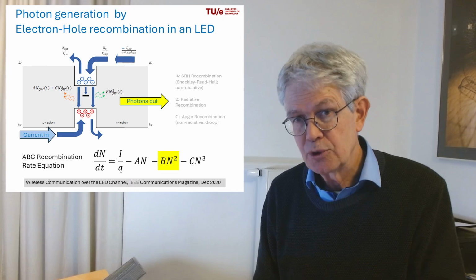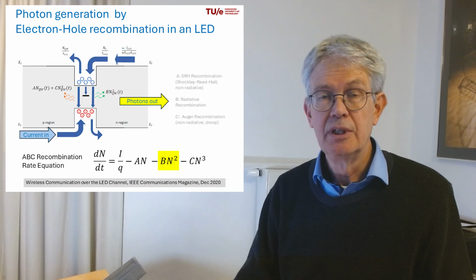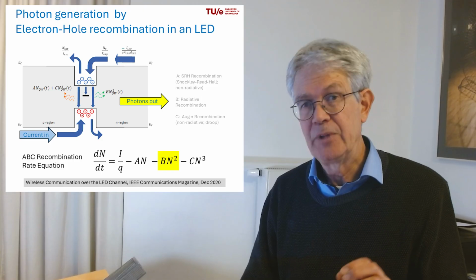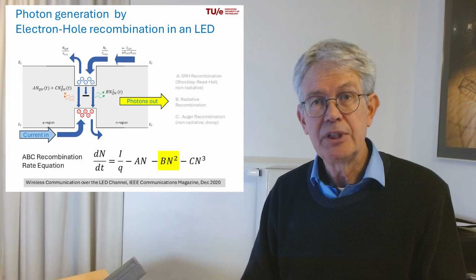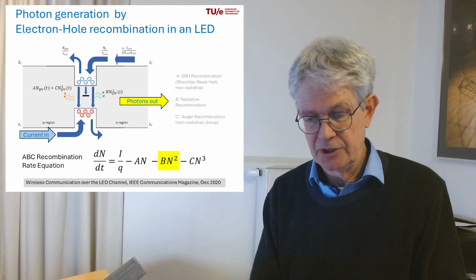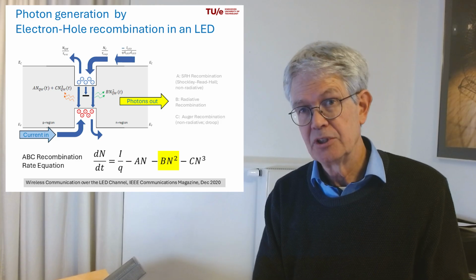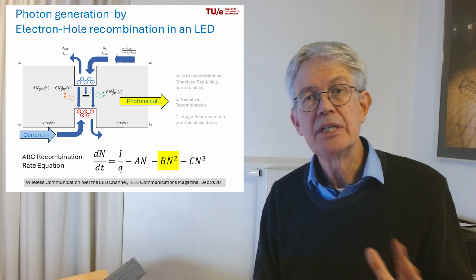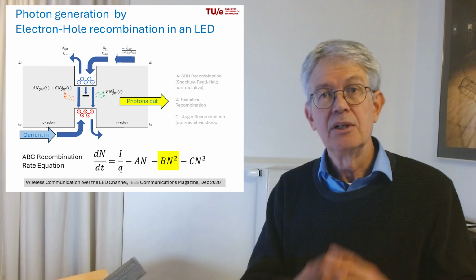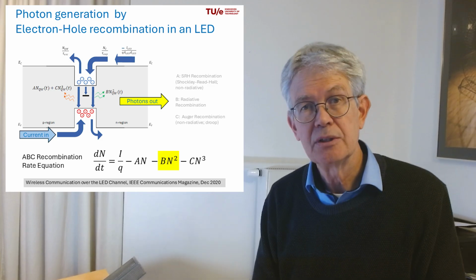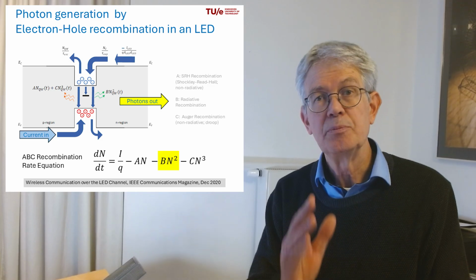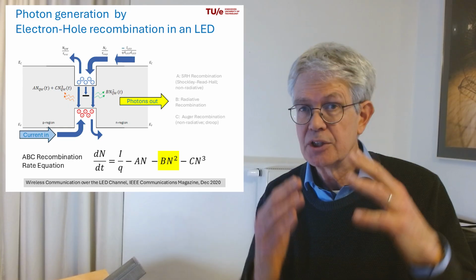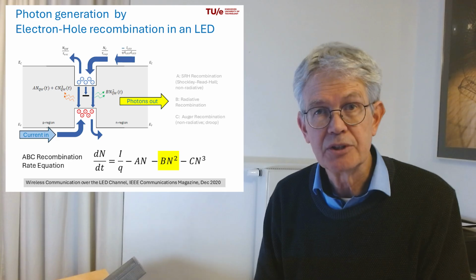But out of these three terms, only one term is relevant for the generation of photons. So there's only one term that contributes. And therefore the efficiency, the quantum efficiency that we like to talk about, is the ratio of that. So it's B times n squared divided by the whole ABC equation, A times n plus B times n squared plus C times n cubed. And that ratio is the quantum efficiency.